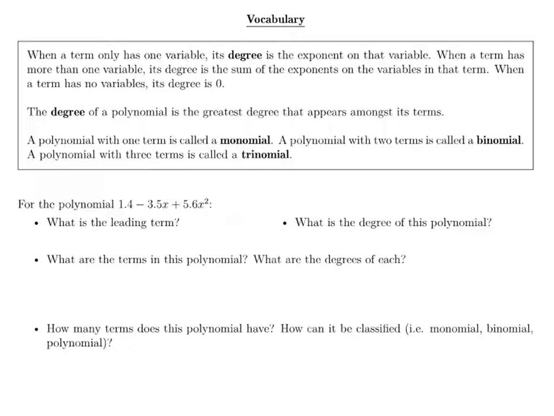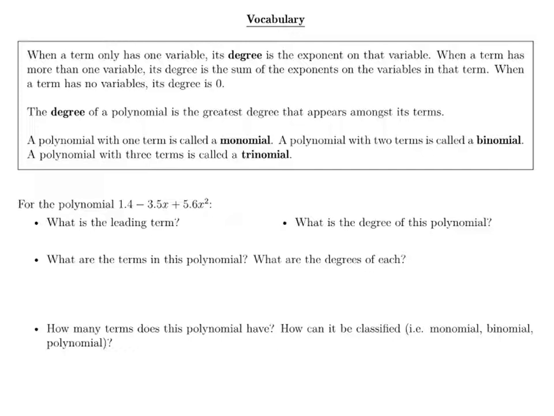So to get started, when a term has only one variable, then its degree is the exponent on that variable. When a term has more than one variable, its degree is the sum of the exponents on the variables in that term. And we'll look at terms containing more than one variable a little bit later on. When a term has no variables, then we just say that its degree is 0.